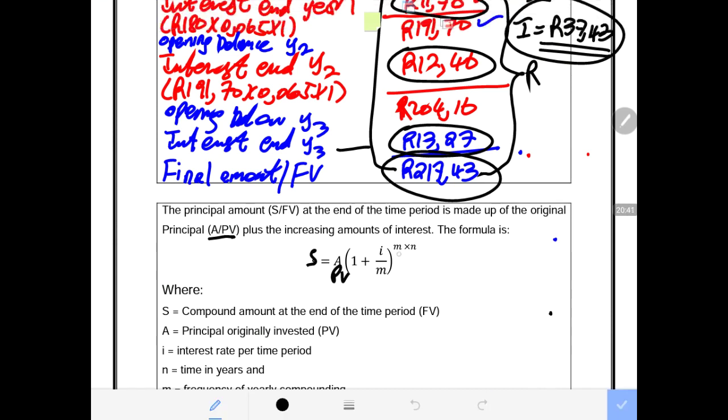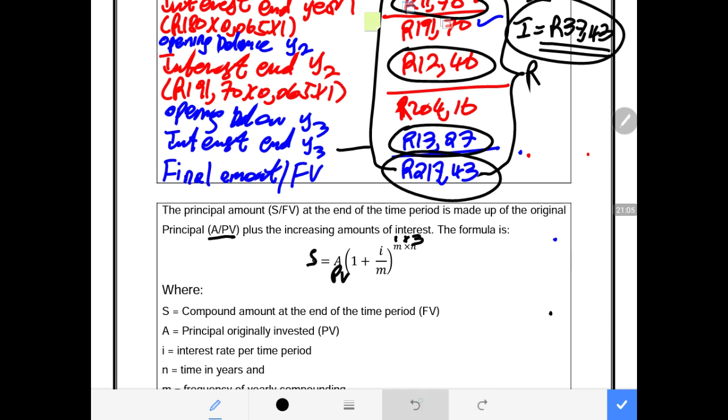Then we raise it to the power m, of which we know that our m is 1, times n. Our n, remember, is the period of the investment, and in this case the investment was invested for a period of 3 years. So now we can easily calculate the sum accumulated, which is the future value of 217.43, with the use of this calculator.